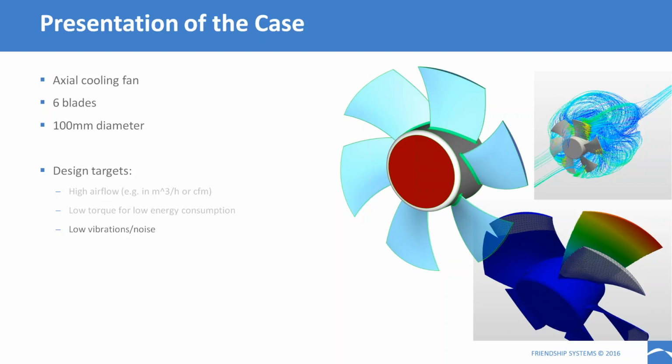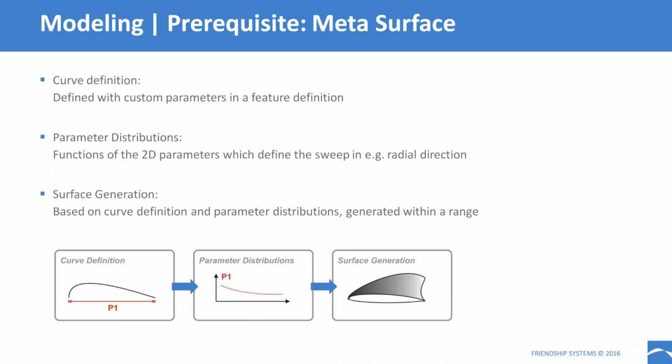So on my side, I will now go into a couple of more details about the modeling. Last time, you might remember we talked about the so-called meta surface, which is this special type of parametric surface that we use in CAESES to model complex geometries. And you might remember I told you last time the meta surface is built up of basically 3 steps.